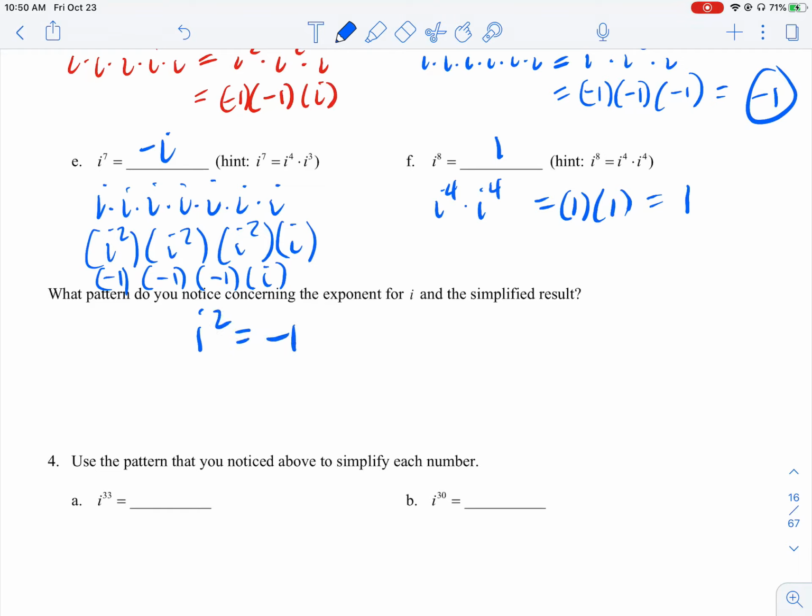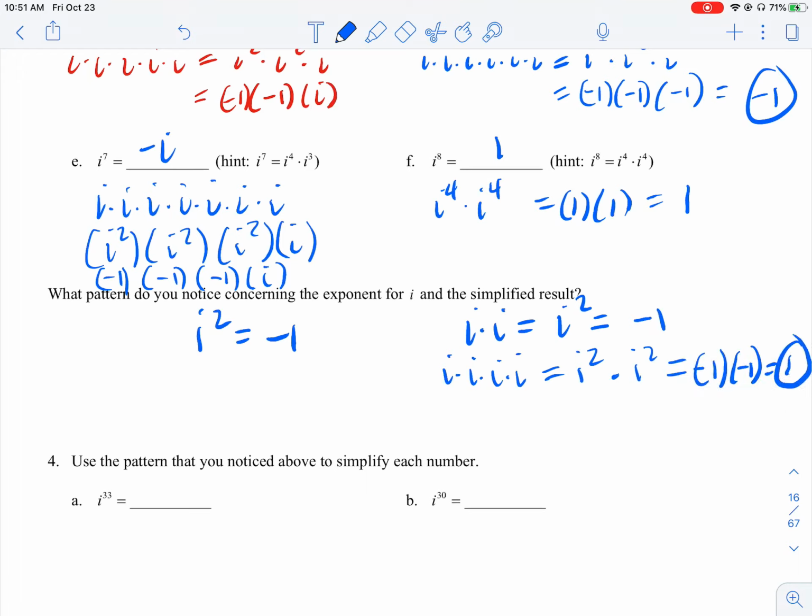So every time we double that, it will become a positive. Is that making sense? What I'm trying to say is when I do i times i, I will get i squared, which is negative 1. And if I have four of them, i squared and i squared, I'll get negative 1 and negative 1, and I'll end up with a 1.